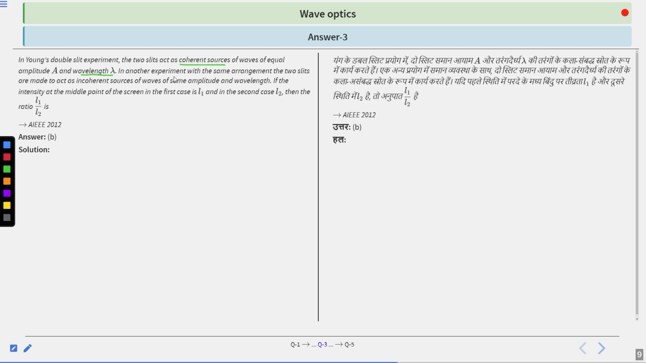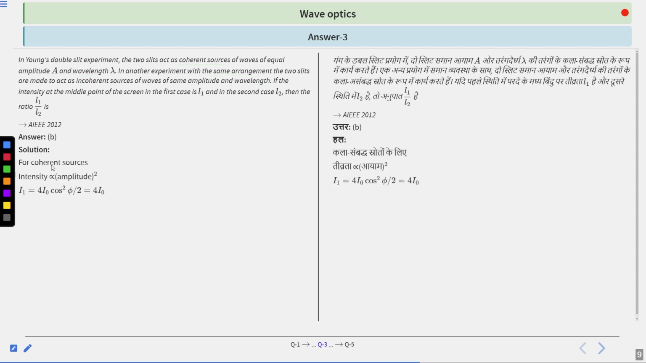In another experiment with the same arrangement, the two slits are made to act as sources. In the first experiment the source is coherent, and in the second experiment the source is incoherent, of waves of the same amplitude and wavelength. If the intensity at the middle point of the screen in the first case is I1 and in the second case the intensity is I2, then what will be the ratio I1 divided by I2?